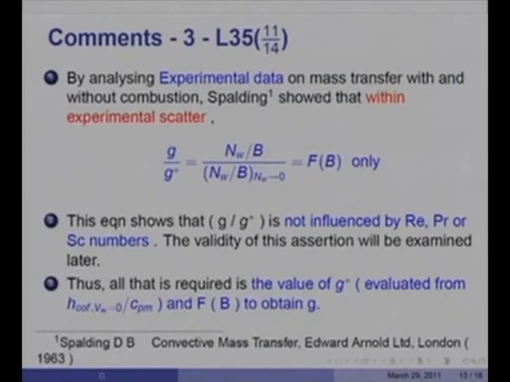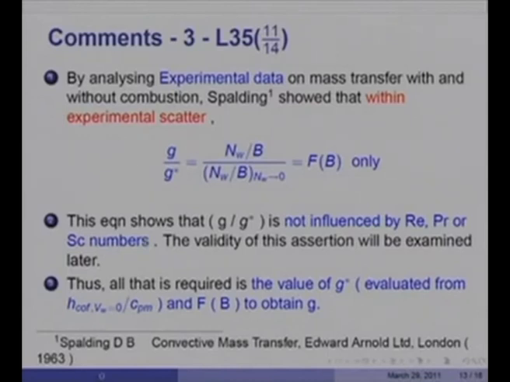By analyzing experimental data on mass transfer with and without combustion, Spalding showed that within experimental scatter, g by g star, which is equal to NW by B divided by NW by B at very, very small mass transfer rates, is in fact equal to f(B) only. This is worth noting, f(B) only. In other words, the equation shows that g over g star is not influenced by Reynolds number, Prandtl number, or Schmidt numbers.